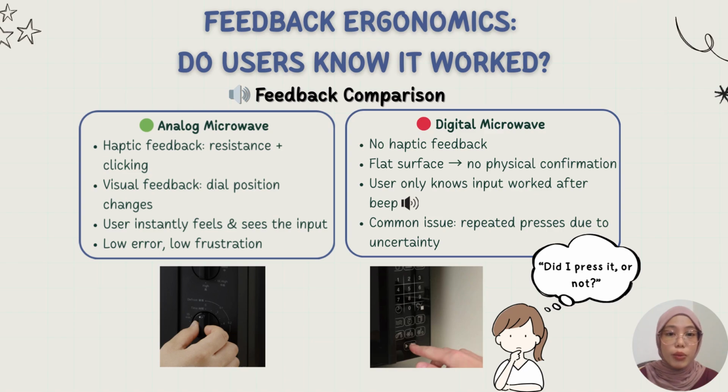Does the user actually know their input worked? On the left is the analog microwave. When you turn the dial, you immediately feel physical resistance and clicking. At the same time, the dial position changes, giving clear visual feedback. So the user instantly feels and sees the input, which results in low error and low frustration.